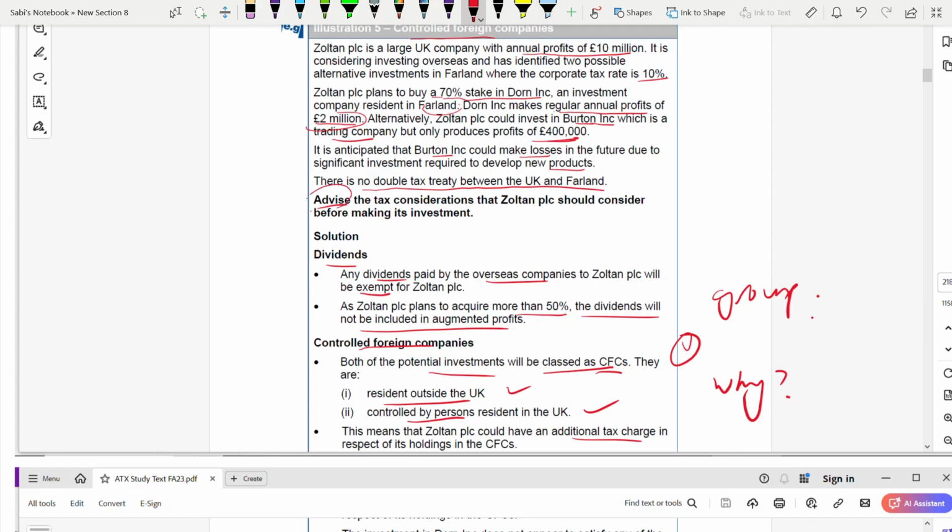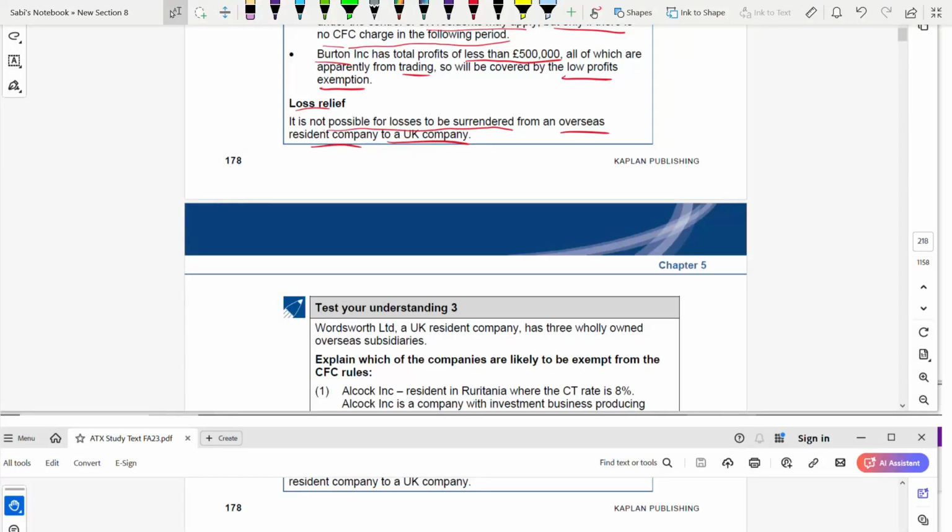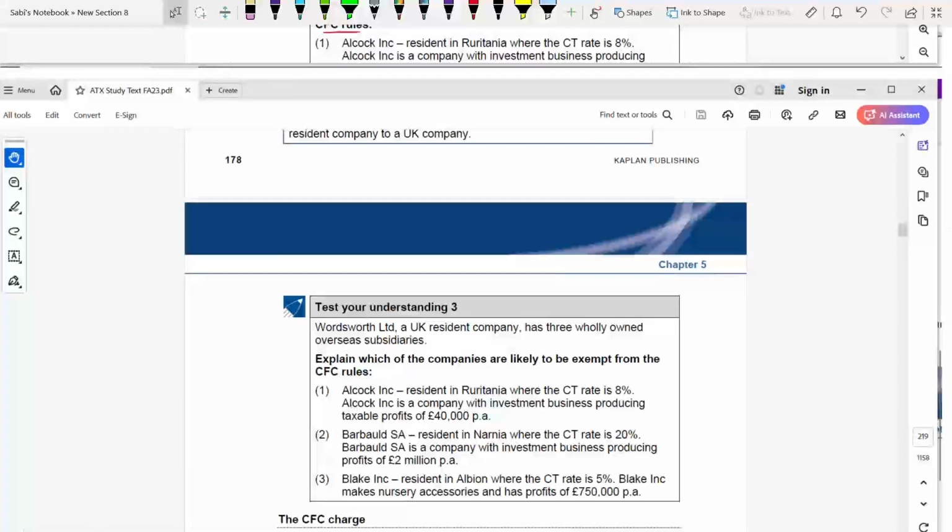Now we are moving on to test your understanding 3. Explain which of the companies are likely to be exempt from the CFC rules. So here these are the 3. You have to explain which company are likely to be exempt from CFC rules. They have 3 wholly owned overseas subsidiary. First one, Alcock, resident in some country, corporation rate is 8%, investment company, taxable profit is 40. So first we'll go through the first one.